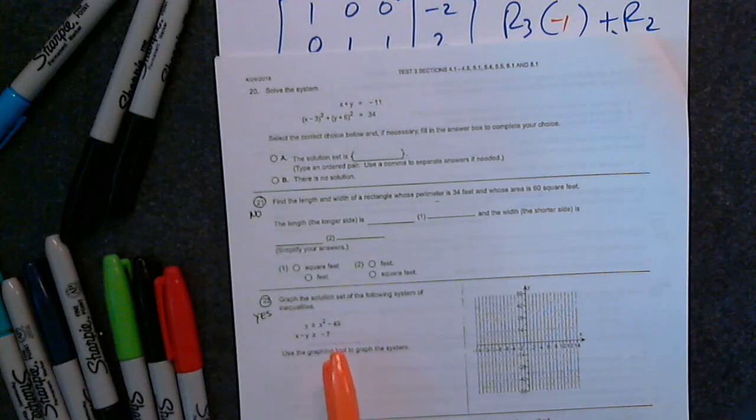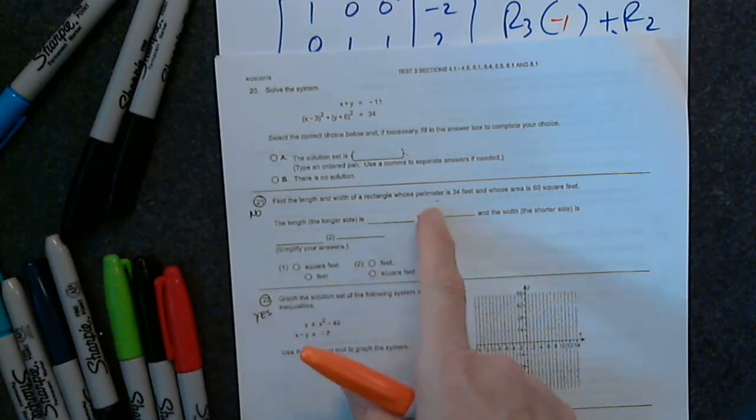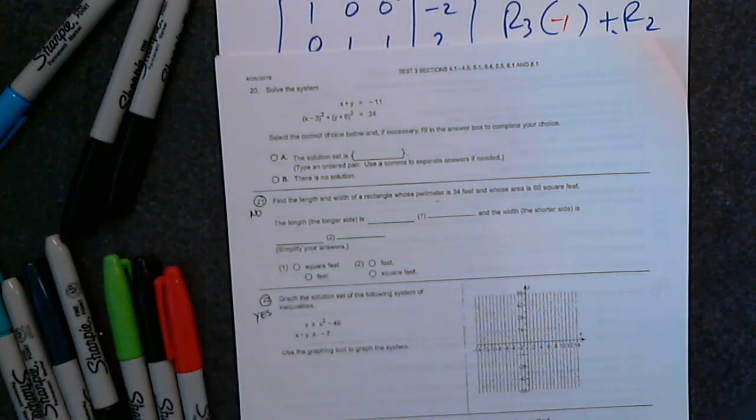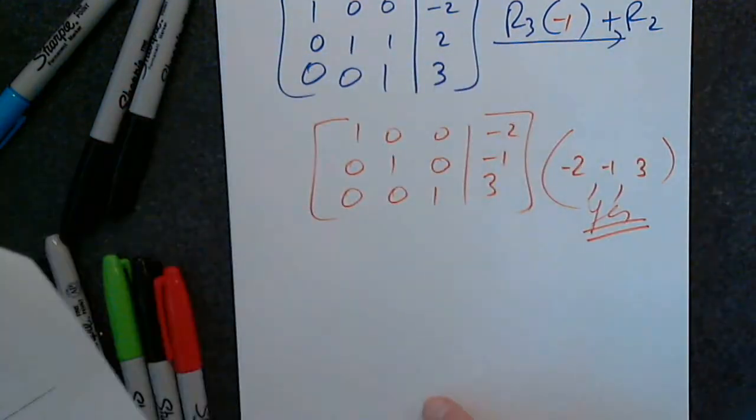So here we have to graph the solution set of the following system of inequalities. That's 1. Then we want to solve the system right here. And this is find the length and the width of a rectangle whose perimeter is and whose area is. Which one do we continue with? We have to look at all of them, so it doesn't matter. So please choose, or I will. Okay, I'll choose the system first.